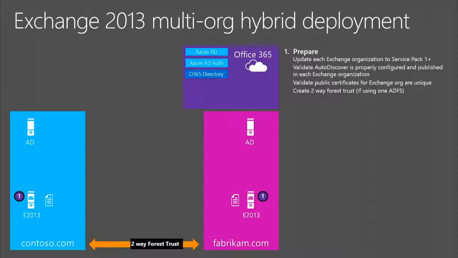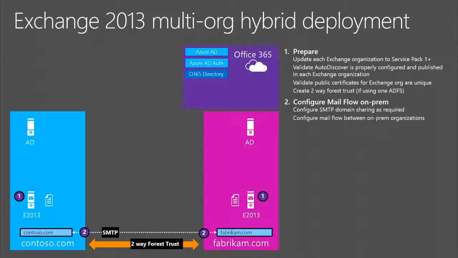So basically, before you set up anything, you want to make sure you have your forest trust set up on premises the way you normally would. You'd want to make sure that you have mail flow working between your two forests on premises. Make sure you have mail flow configured, make sure everything's solid there.